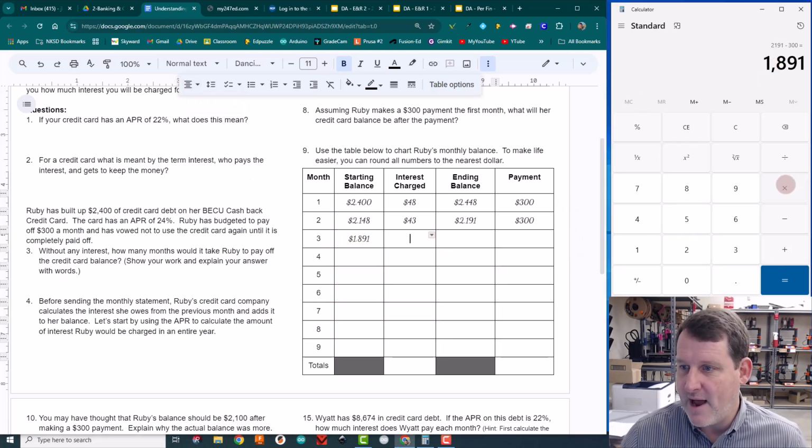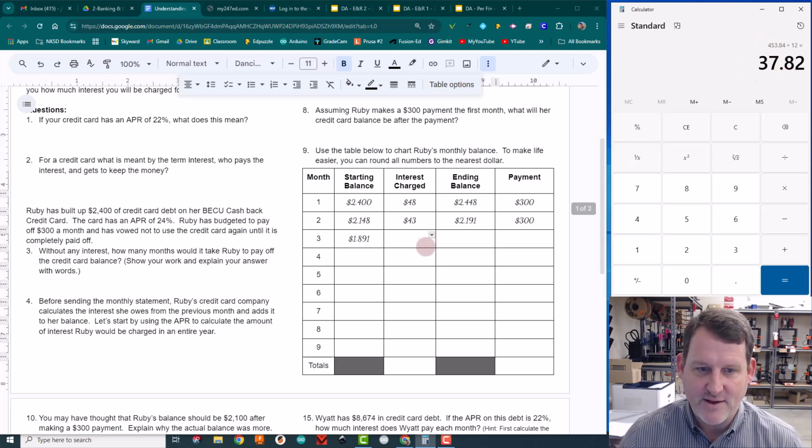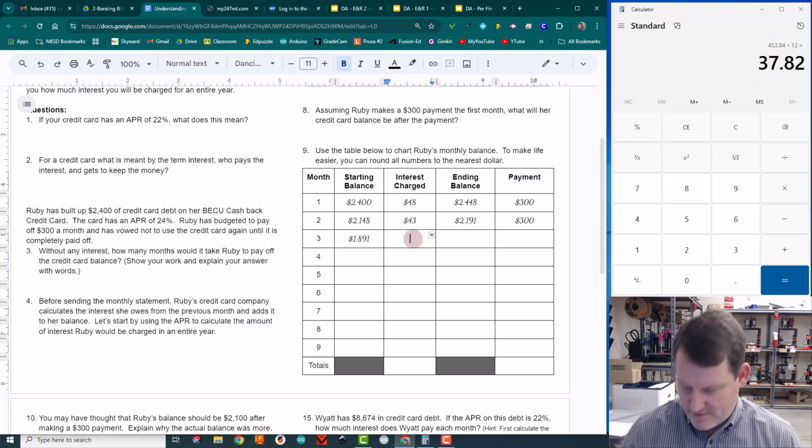I'm going to multiply it by 0.24. That's the APR as a decimal. I get $453.84. That's for the whole year though, so I need to divide by 12 to find the month one. Equals, and it's $37.82. That rounds up to $38. So here I'm going to go $38.